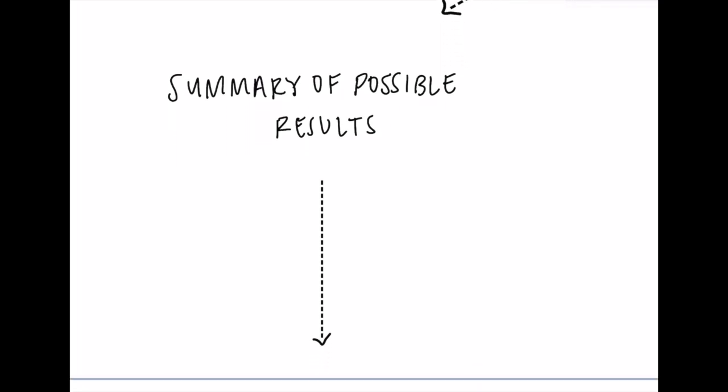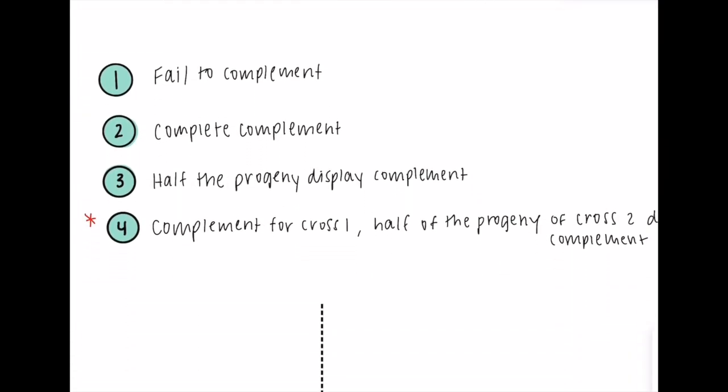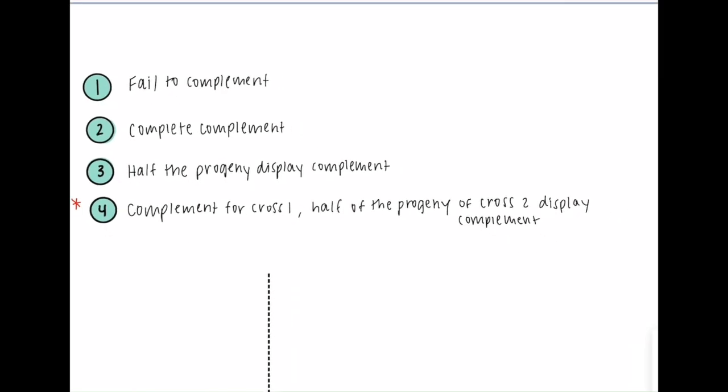Now, let's sum up the possible outcomes of the reciprocal crosses, which can be categorized into 4 key scenarios. First, fail to complement. If both crosses produce 100% white-eyed progeny, this indicates that there are not 2 strains of white-eyed flies, and the mutations occur on the same gene. In this case, the phenotype persists because the mutations failed to complement each other. Second, complete complementation. If both crosses produce 100% wild-type progeny, this suggests that we do have 2 strains of white-eyed flies, and both mutations are autosomal, fully complementing each other.